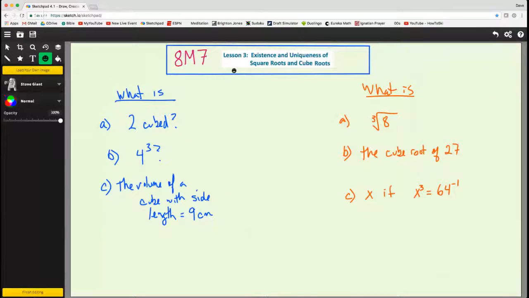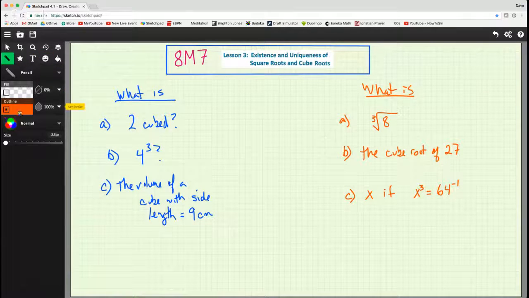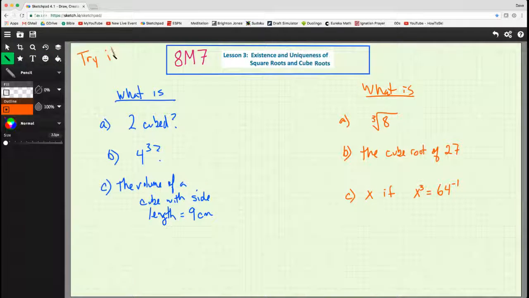Okay, so let's work on these examples and really make sure we get it. If you're advanced, try it on your own, and pause. I encourage you to do that here.